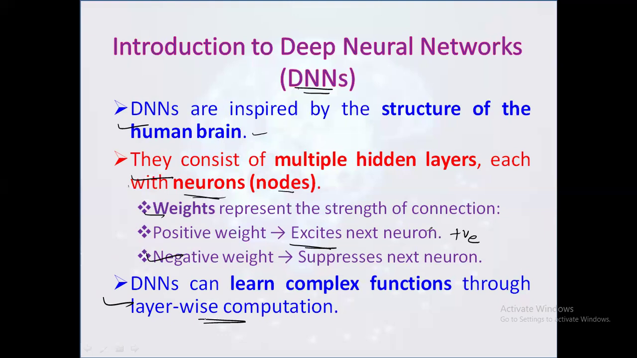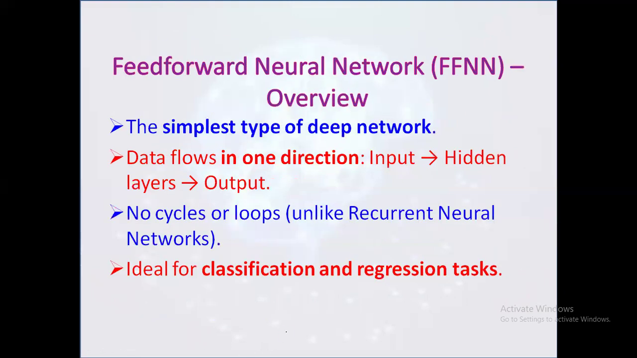How does this happen? By stacking layers, each with nonlinear transformations, DNNs, deep neural networks, can learn to approximate highly complex mathematical functions. Each layer captures different levels of abstraction, enabling the model to recognize patterns such as edges, shapes, and objects in data like images or speech.